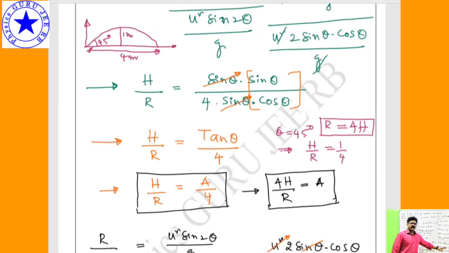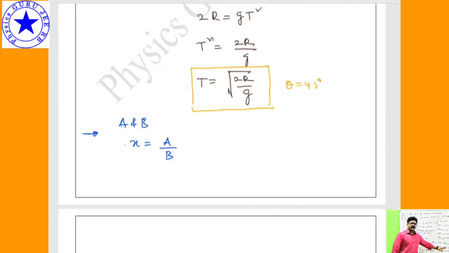We have to understand the questions. There is no direct formula. Don't search for the formula all the time, right? Try to understand the concept. Try to make yourself involved in the concept so that it becomes very easy, right? Hope this is clear. So x is equal to a by b, then what is the value of x?